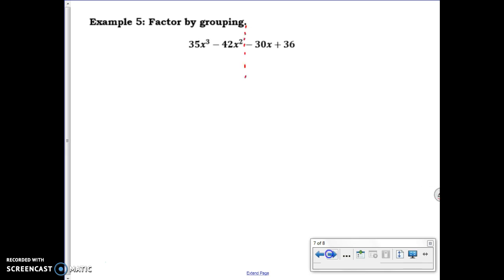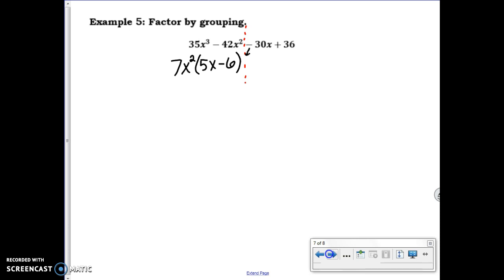So, factor by grouping, split it evenly in two. Looking at the first two terms, find the greatest common factor. For 35 and 42, I hope that after a second you were able to see that 7 is the greatest common factor between those two. In addition, they both have two x's, so I can pull out x squared. After I do that, I've got 5x minus 6 left.